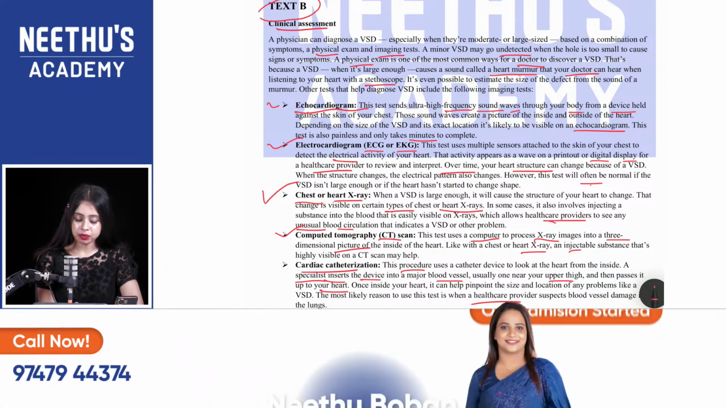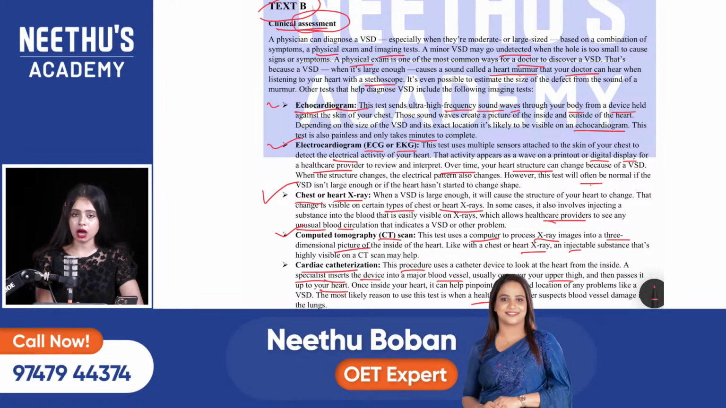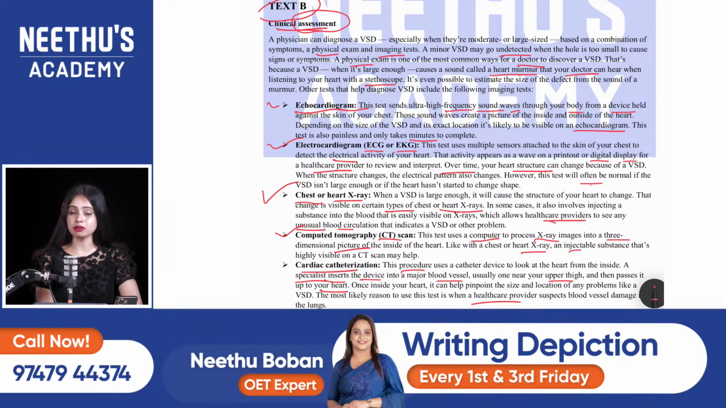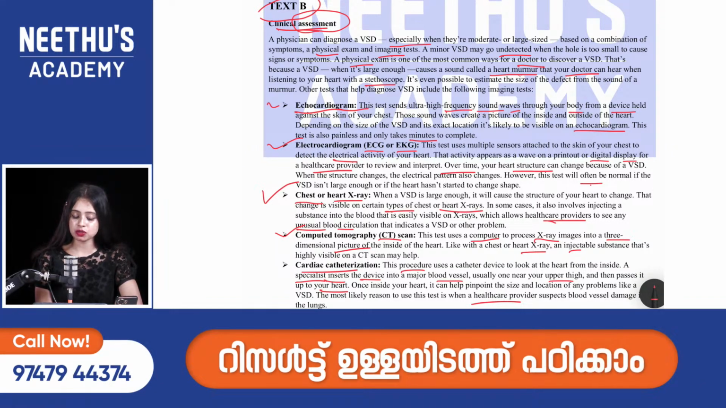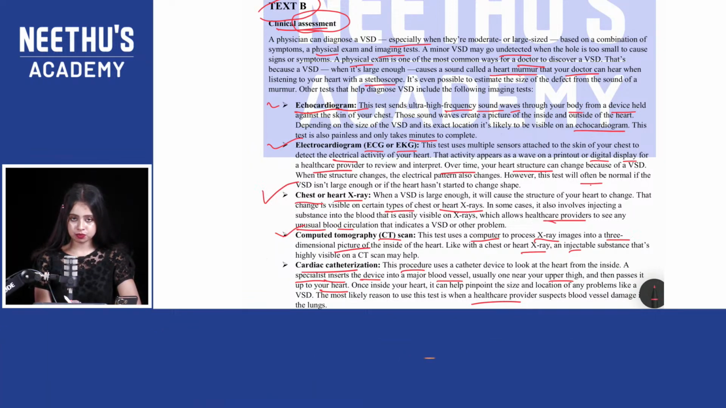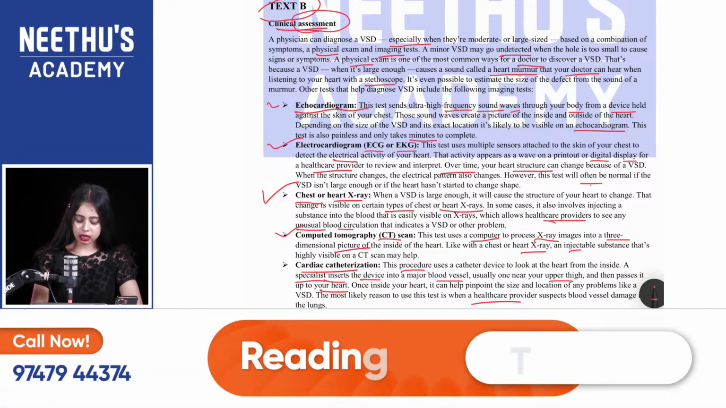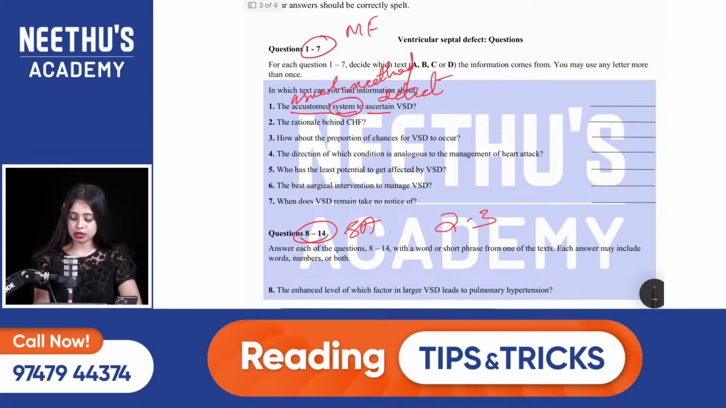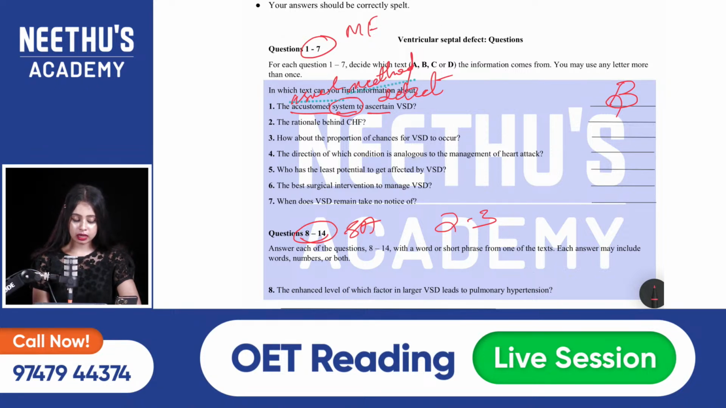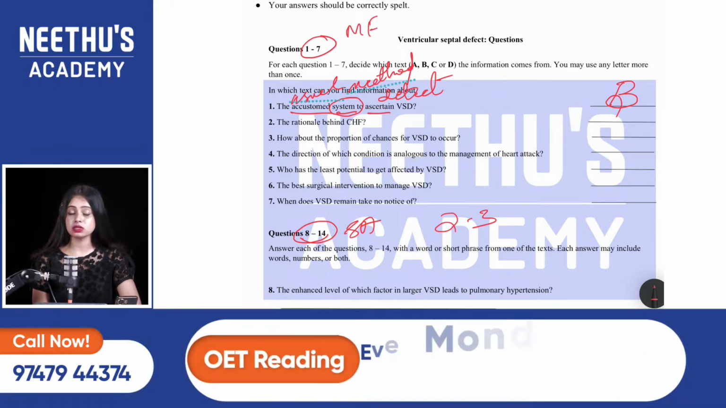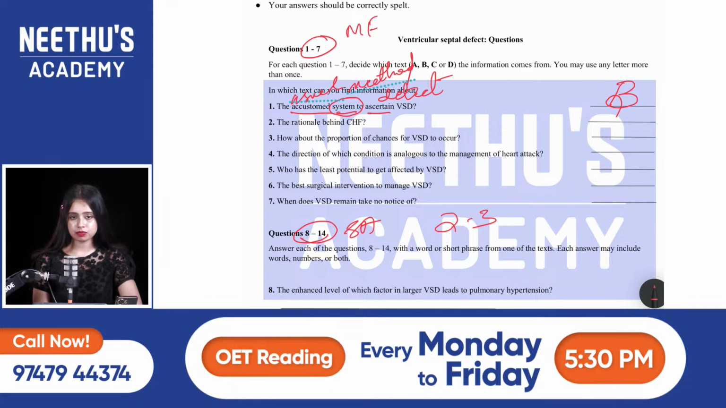Why text B? Clinical assessment: how to find out, how to diagnose this condition. A physician can diagnose VCD, especially when they are moderate or large sized, based on a combination of symptoms, a physical exam and imaging tests. So the diagnosis of the condition is mentioned in B. Answer is B. Yes, Shiny, Shiji, Amy, Jissa, very good.